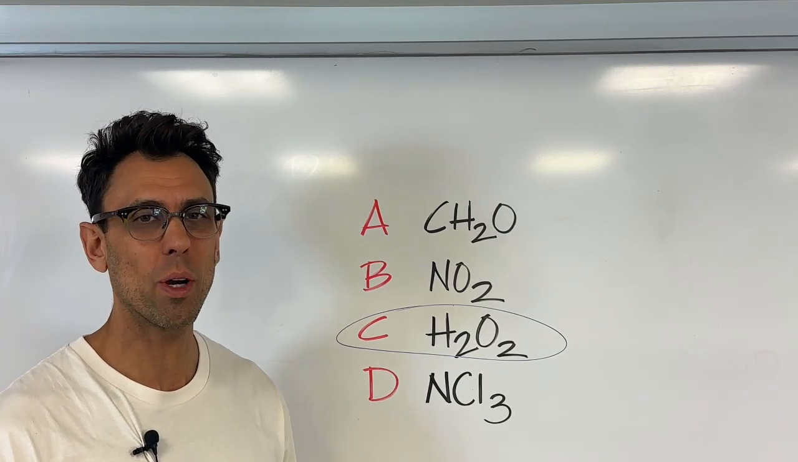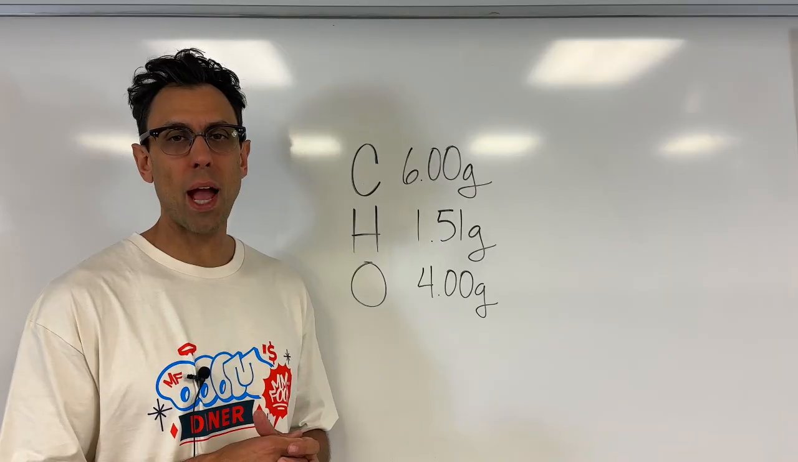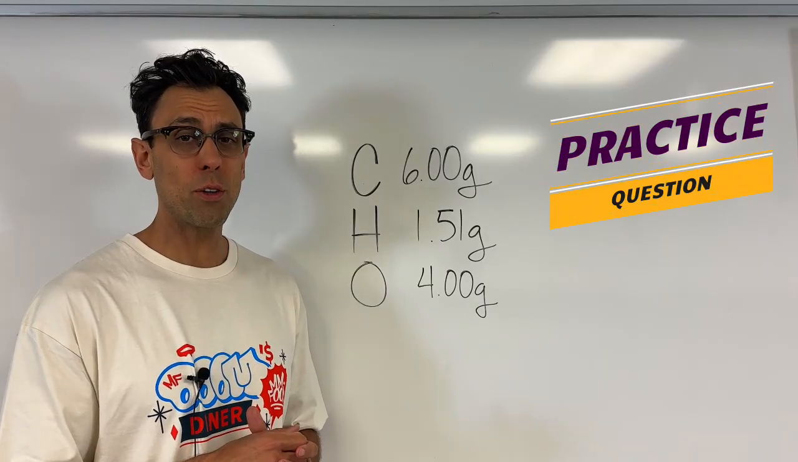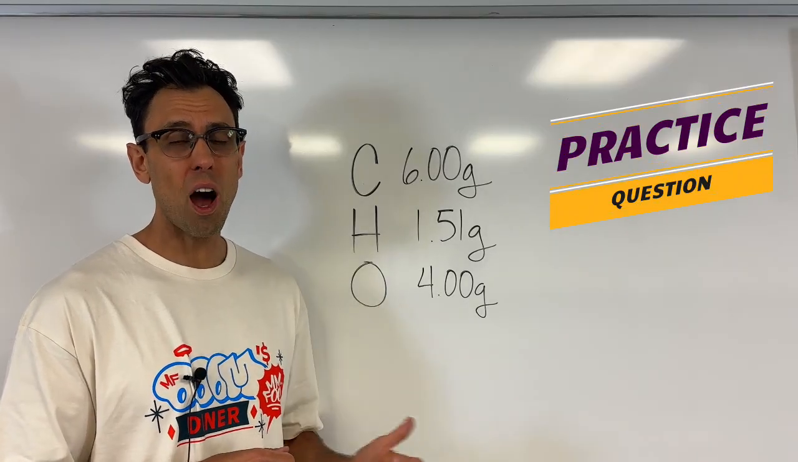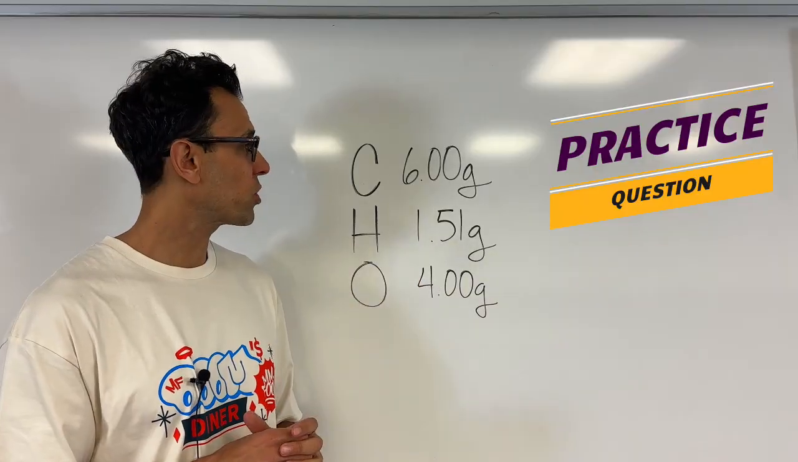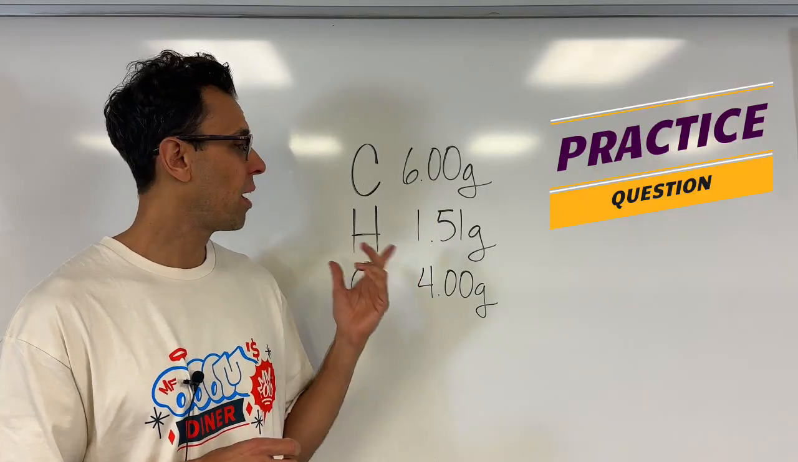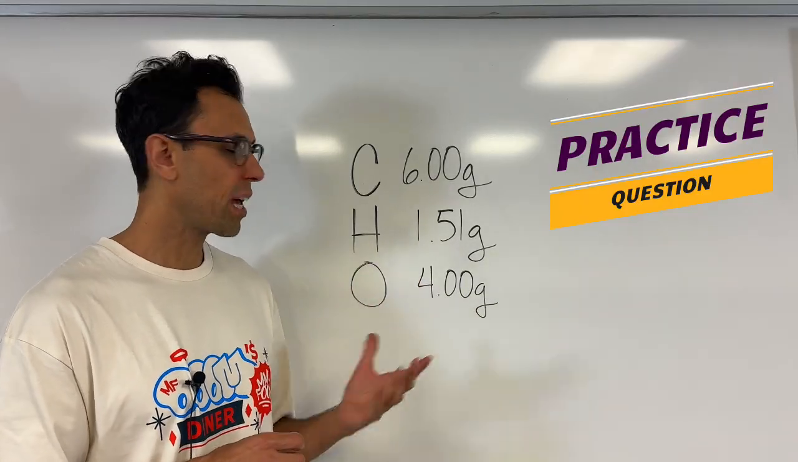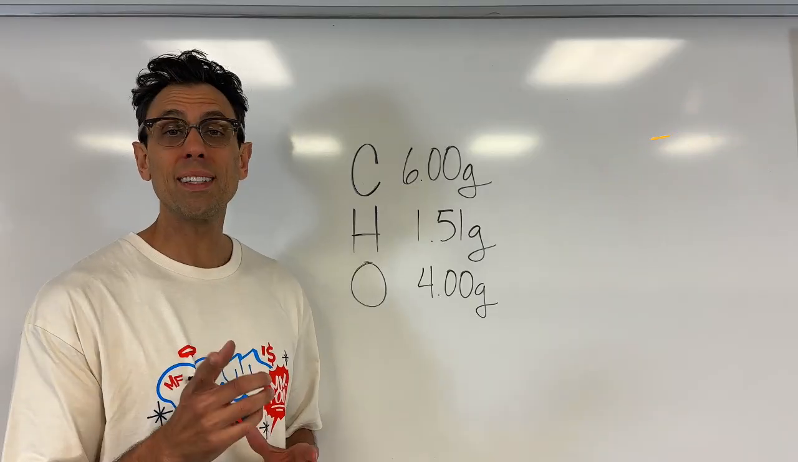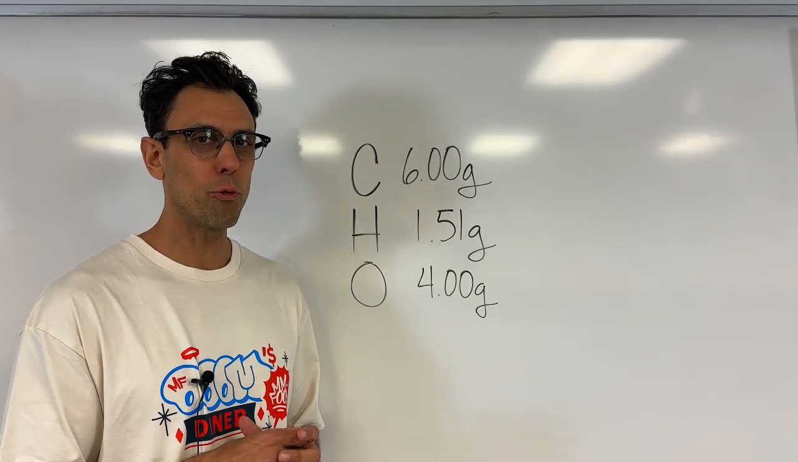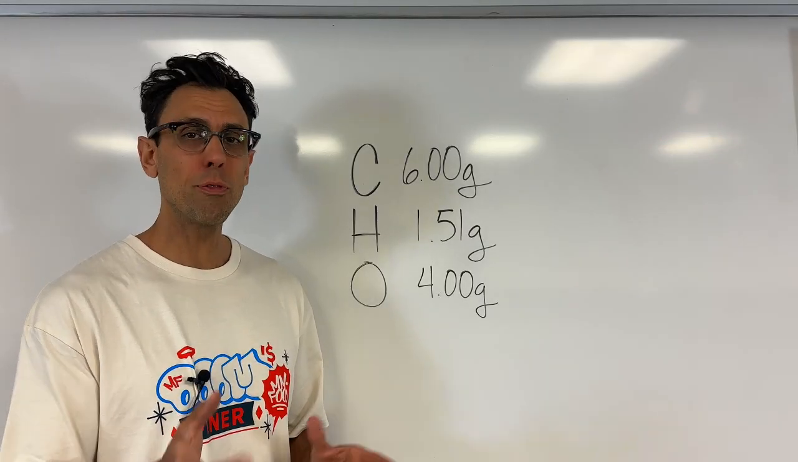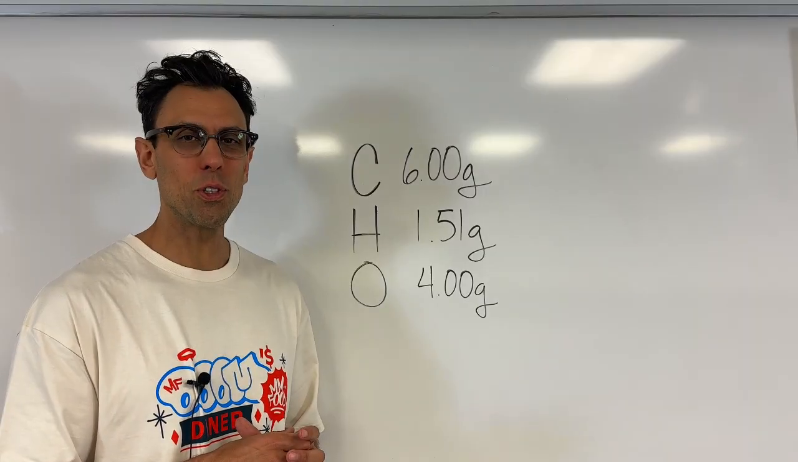Okay, let's try another question. Here's your chance to practice. A compound is found to contain carbon, hydrogen, and oxygen. And the masses are also given: 6 grams of carbon, 1.51 grams of hydrogen, and 4 grams of oxygen. Let's see if you can find its empirical formula. Work it out yourself and come back to see my complete solution.